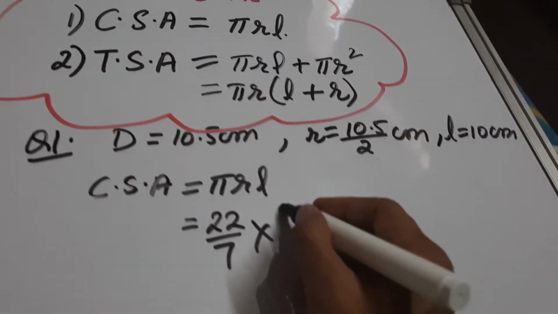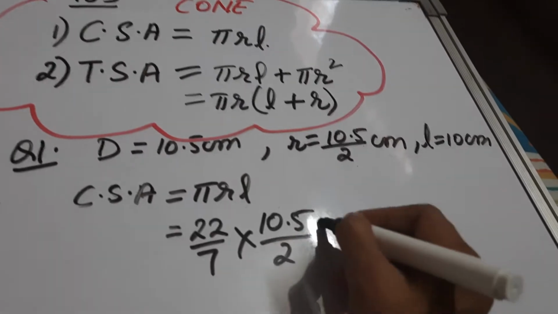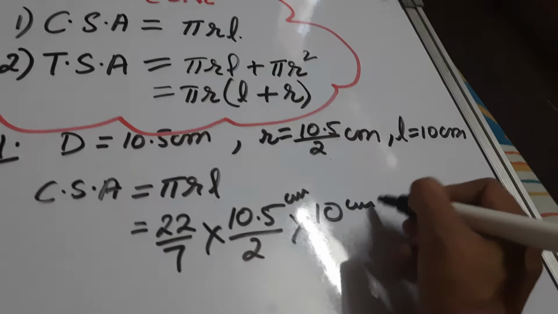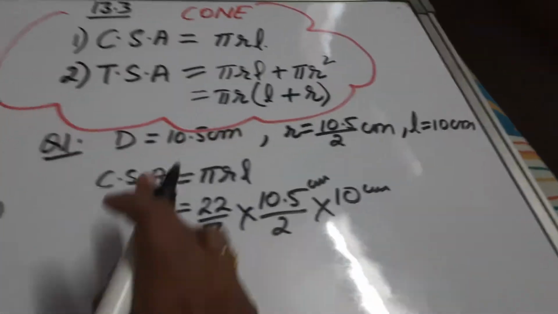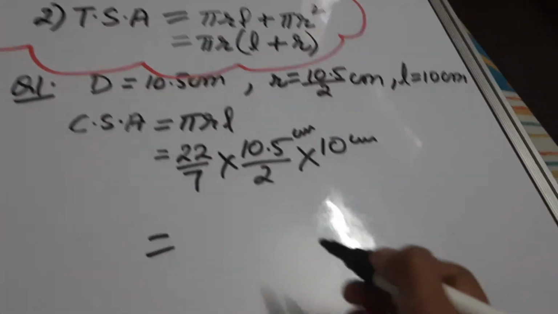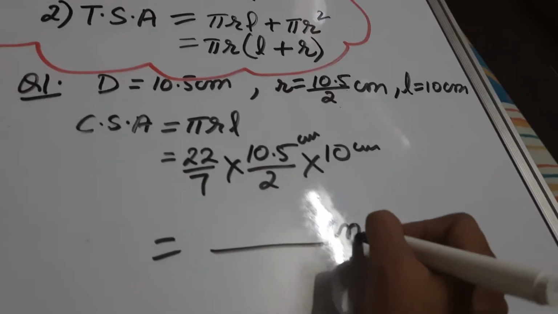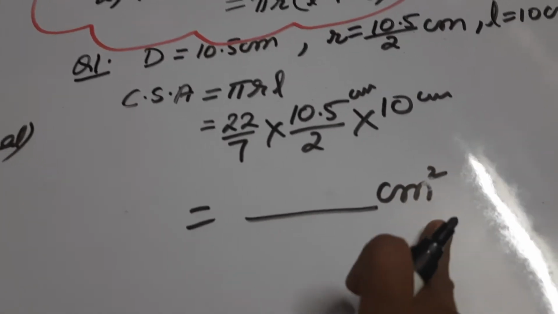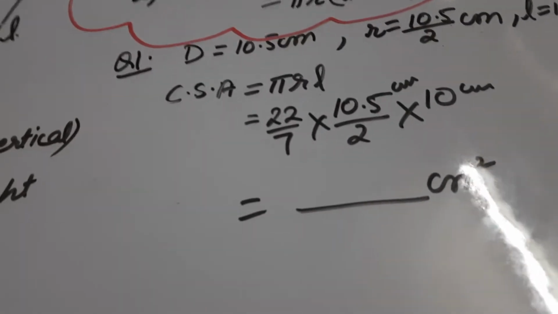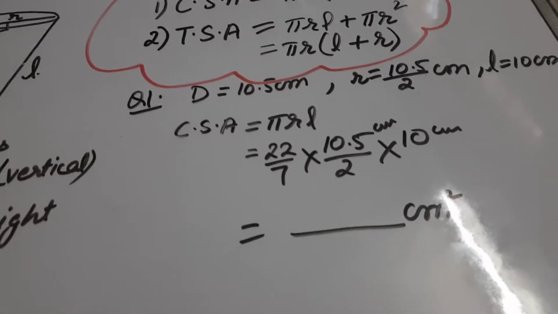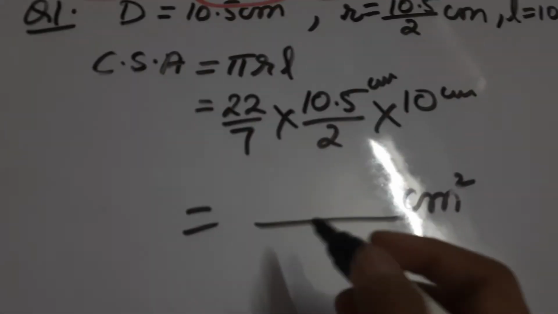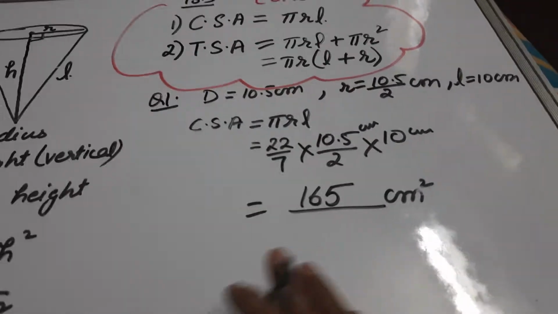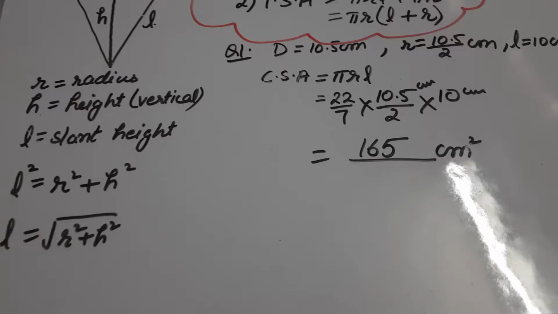Radius 10.5 times 2, into the slant height 10. It is in centimeter, radius is in centimeter, so the area we get is in centimeter scale. And otherwise also, I told you, for any area the units are always square units. So by solving it you will get the answer as 165 centimeter square. So this is the answer. That's it. Very easy question.